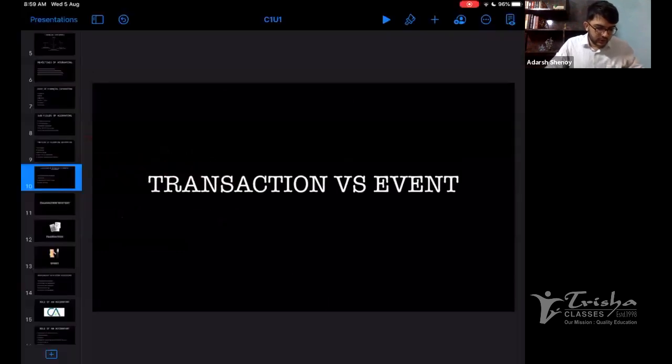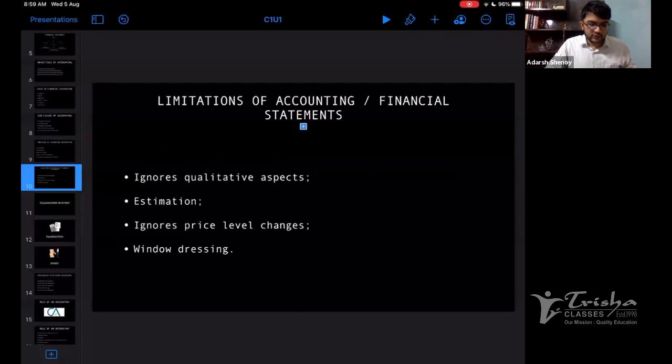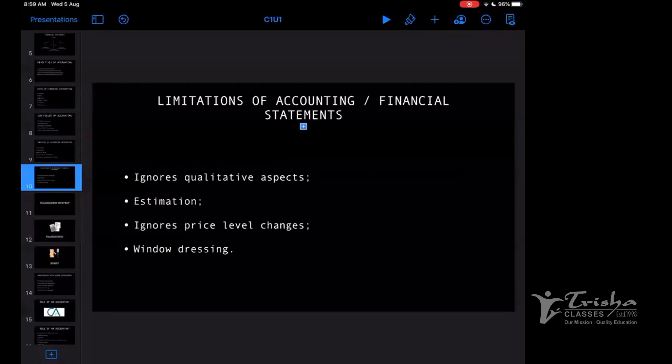So these are the 4 points. I hope you've written these 4 points: ignores qualitative aspects, estimation, ignores price level changes, and window dressing. Okay, shall we move ahead?